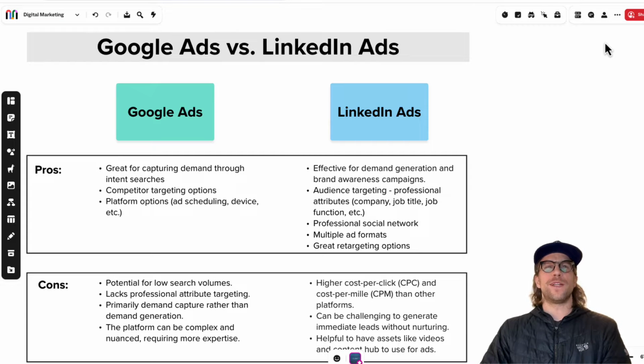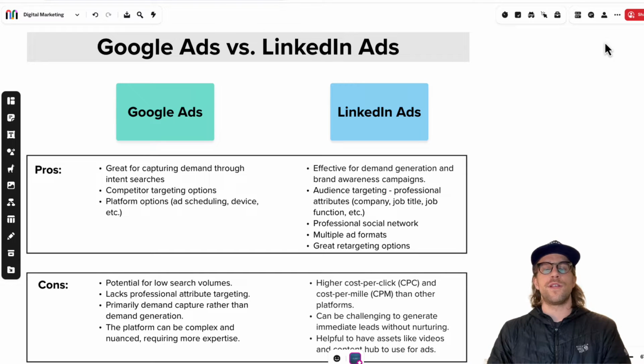So first off, we're going to look at the pros for Google Ads and LinkedIn ads. The main thing I like about Google Ads is that you can capture demand through intent searches. So what that means is users are searching keywords on Google. They're searching for a product, a solution, they're searching about their problem, or they're searching for an answer to the problem.